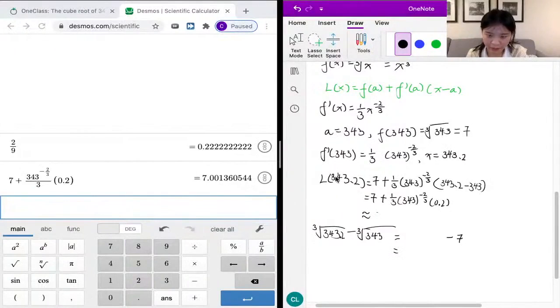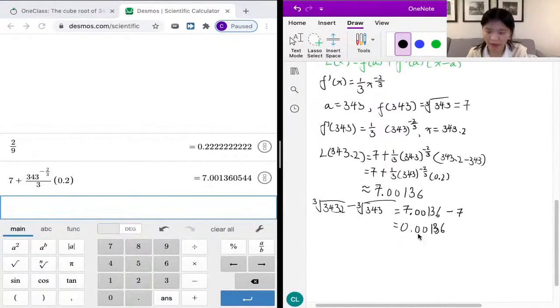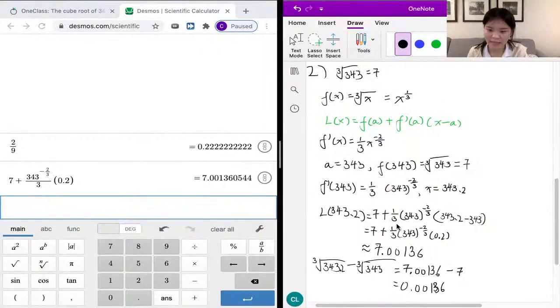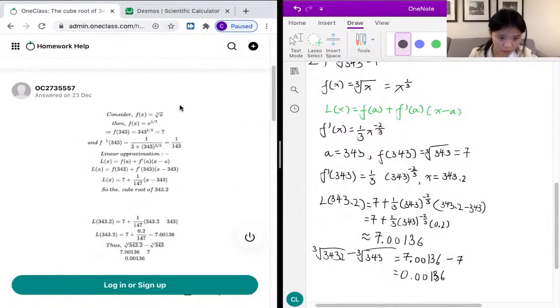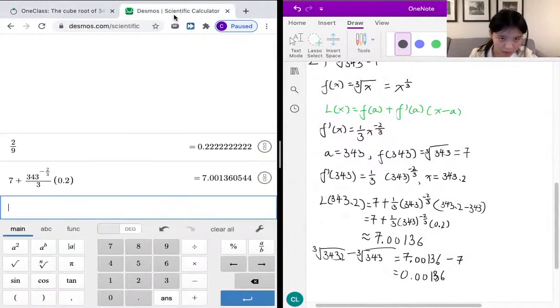So we know the value of L of 343.2 is actually 7.00136. Well, that makes more sense that they're asking us to give 5 decimal places. So we just swap it over here as well, and we know the difference is actually 0.00136, which makes sense because linear approximation is quite good in this case, and the difference is quite small.